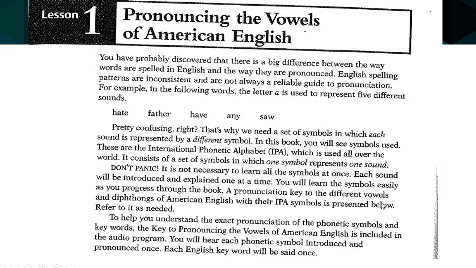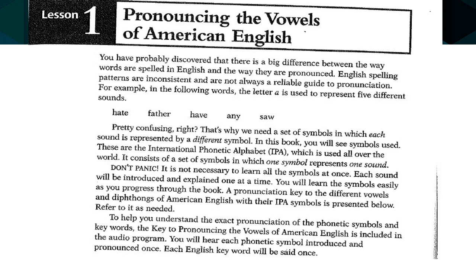It says you have probably discovered that there is a big difference between the way words are spelled in English and the way they are pronounced. English spelling patterns are inconsistent and are not always a reliable guide to pronunciation. For example, in the following words, the letter A is used to represent 5 sounds. Look at the words: hate, father, have, any, so. Pretty confusing, right?